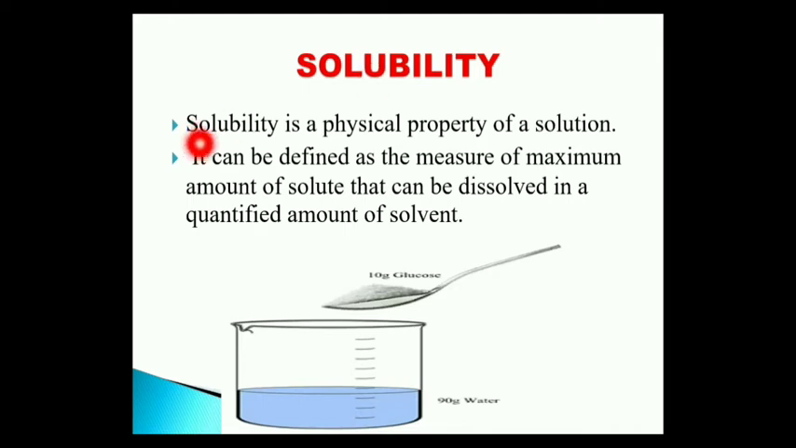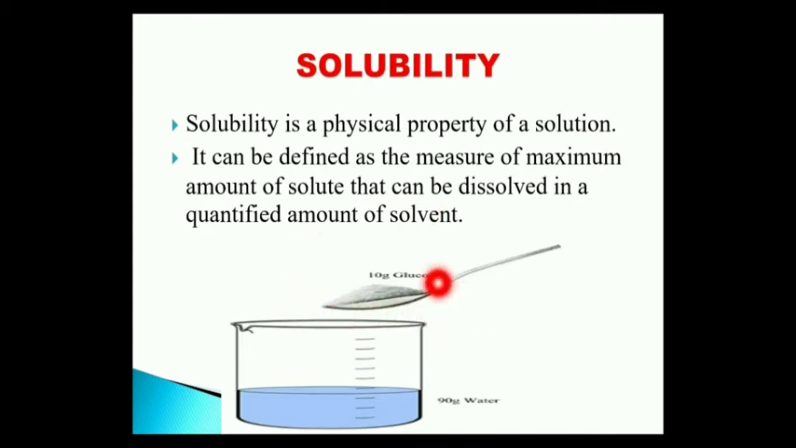So solubility is a physical property of a solution. It is defined as the measure of the maximum amount of solute that can be dissolved in a quantified amount of solvent. So it is nothing but the maximum amount of solute that can be dissolved in a specific amount of solvent at a particular temperature, which is called solubility.